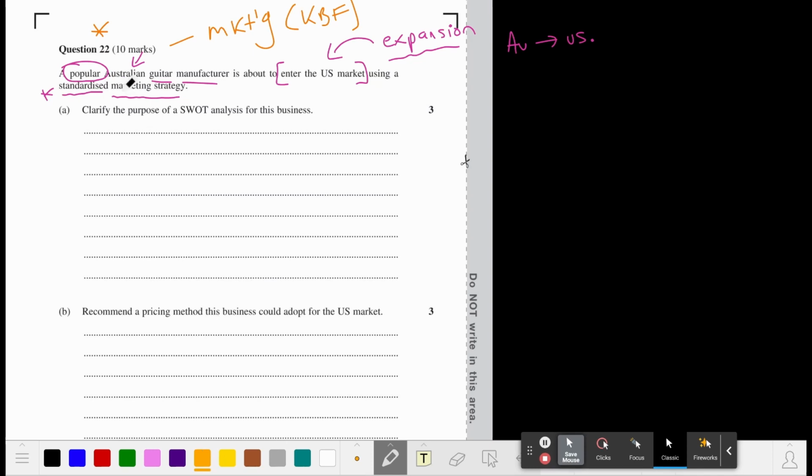Part A says, clarify, what an interesting directive term, the purpose, so the reason for doing a SWOT analysis for this business. Now, again, the wording is super deliberate, that it is for this business. It is not in general. It is talking about this business in particular.